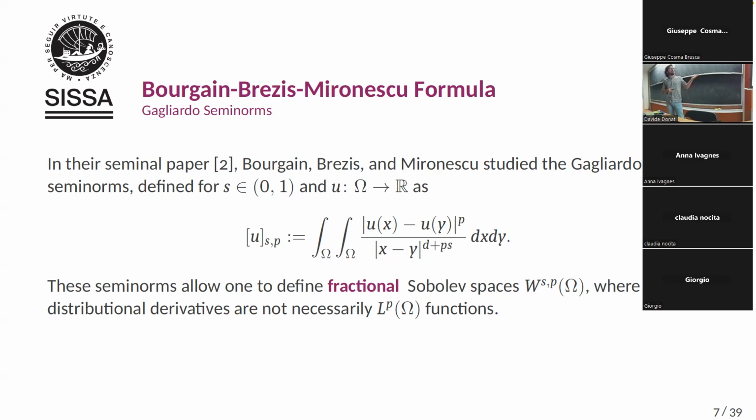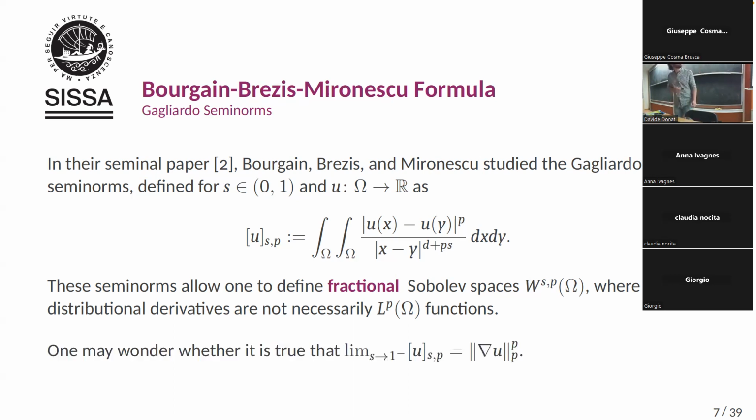So these seminorms are used to define fractional Sobolev spaces, so the spaces of functions in LP for which this object is finite. But in these spaces, you don't necessarily have distributional derivatives as functions. So the idea of Bourgain, Brezis and Mironescu was, okay, let's look at these objects, and let s tend to 1 from the left.